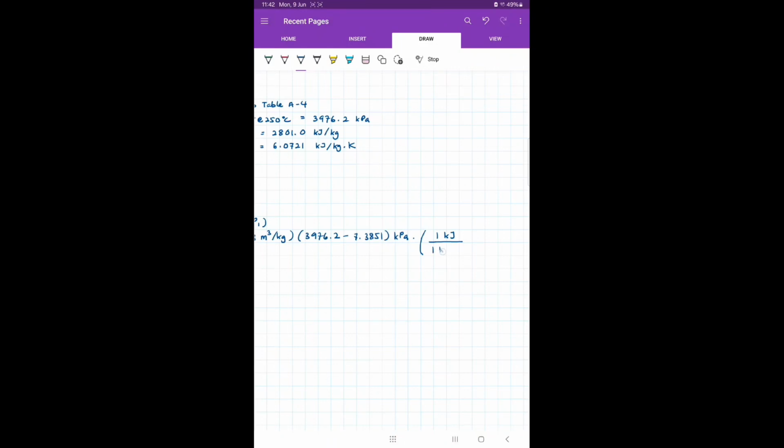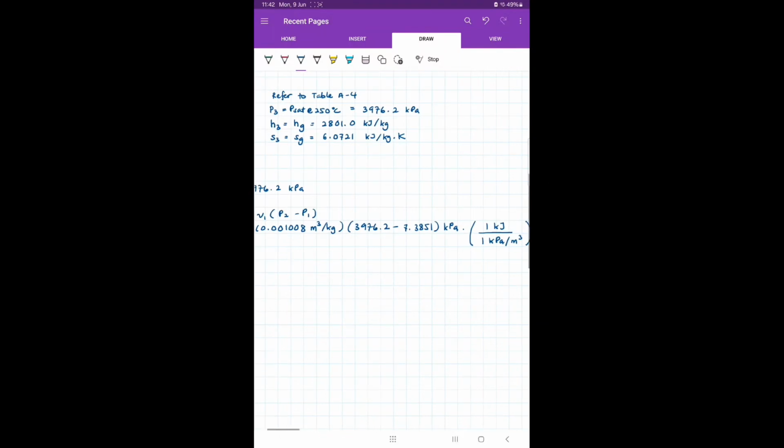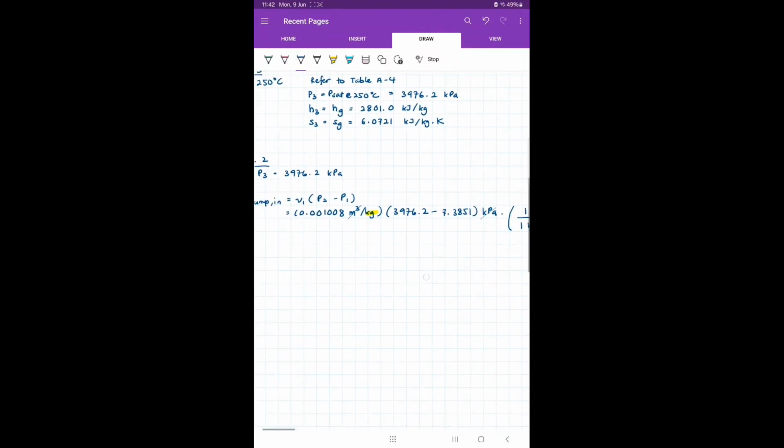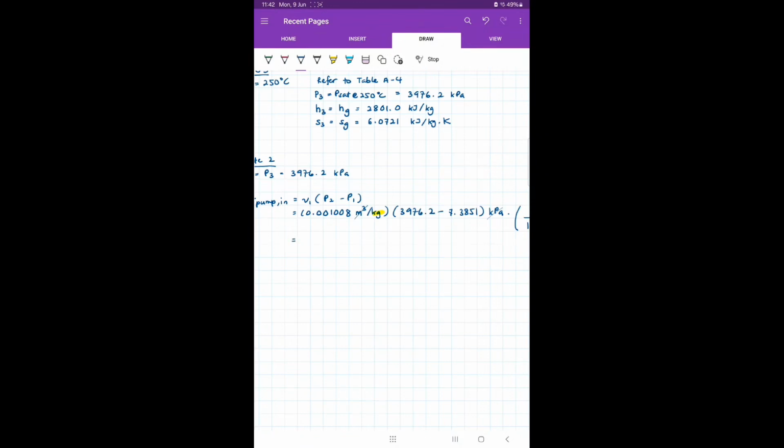So this is 1 kPa times m cubed. I can check: I can cancel out my kPa and my meter cube, and it will leave me with kilojoule per kilogram. Okay, so punch in the numbers. You would get the work required by the pump is 4 kilojoule per kg.